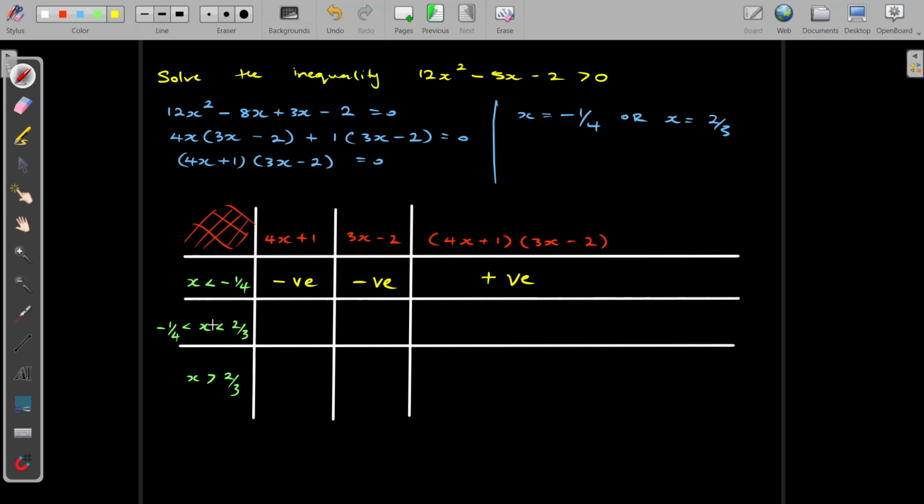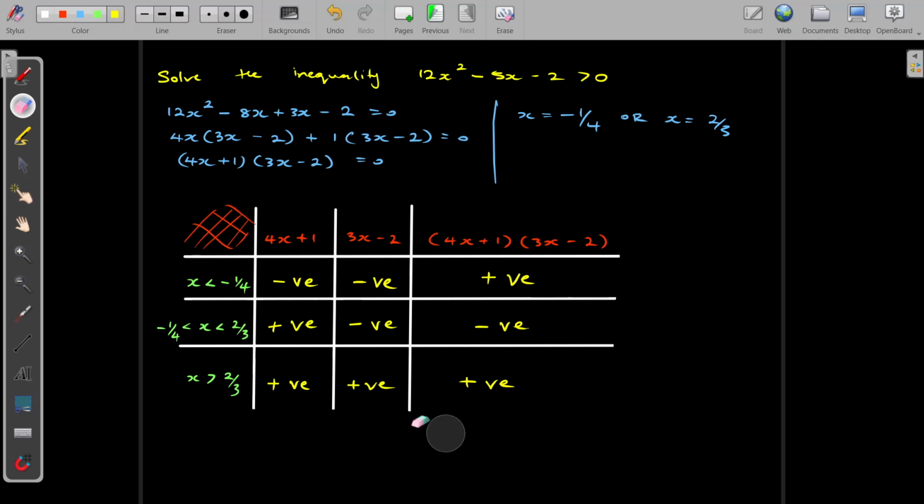So now if we selected any value between -1/4 and positive 2/3, so for example we selected 0, this is going to be positive times negative, which is negative. And then lastly, if we select a value bigger than 2/3, so for example we select 1, that's going to be positive. So this is positive.